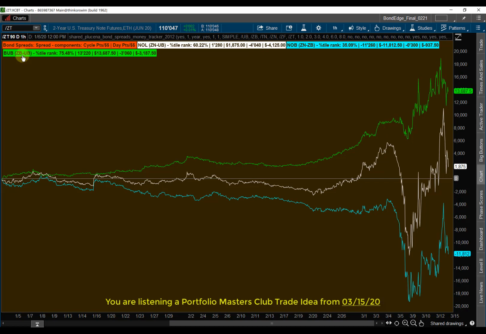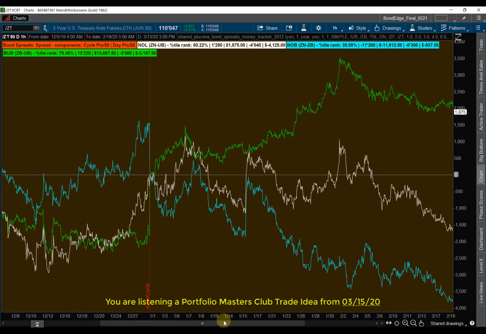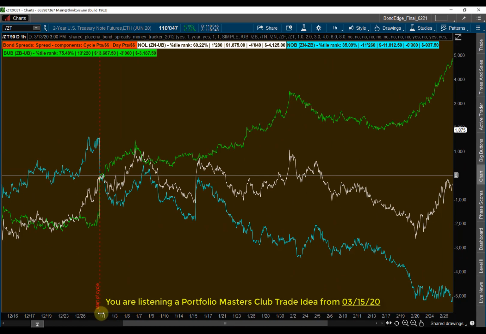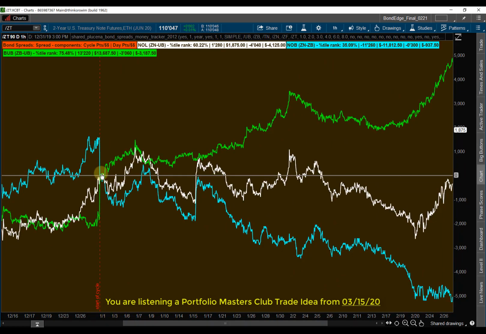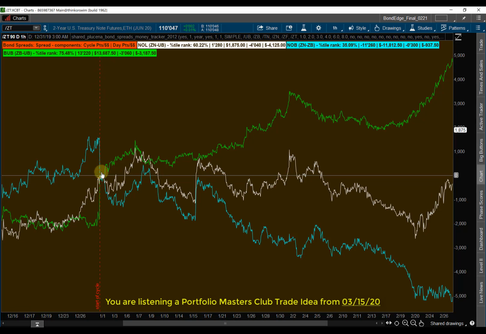ZBUB, this is 2 ZB to 1 UB. In front of you, this is Bond Edge, just like the Energy Edge you were looking at before, but now we're using bonds. For this one, I did a cycle to start at the beginning of 2020. So if you were to buy the green line at the beginning of the year and held it until today, you'd be up 13 grand. If you were short, you'd be down 13 grand.